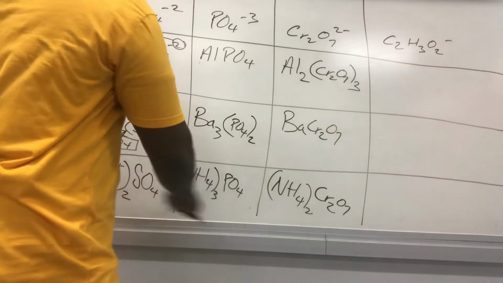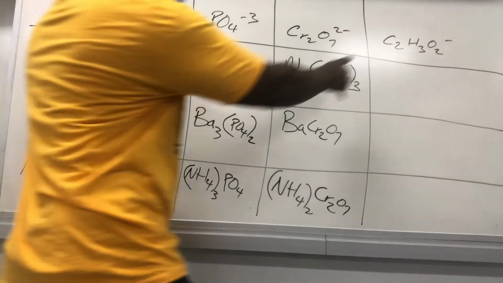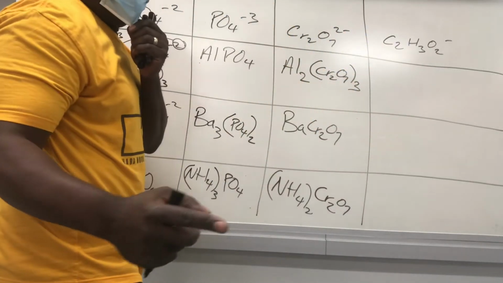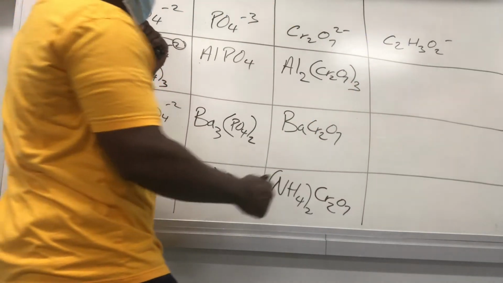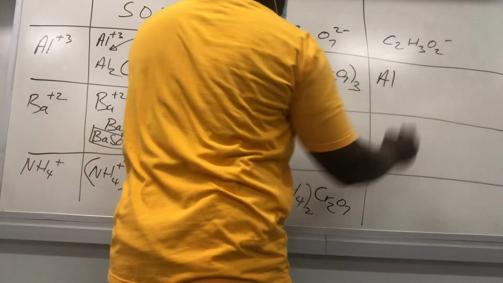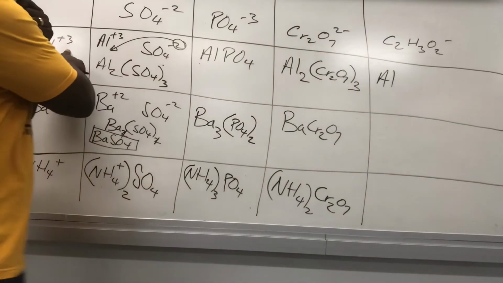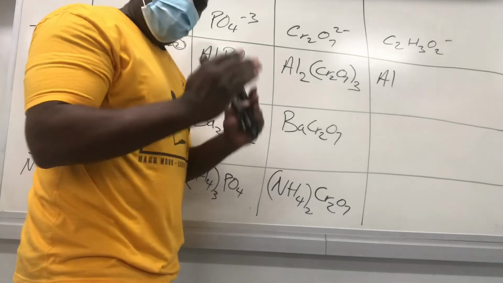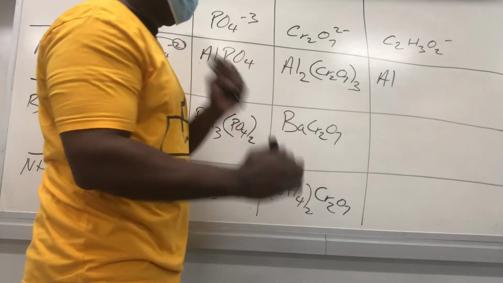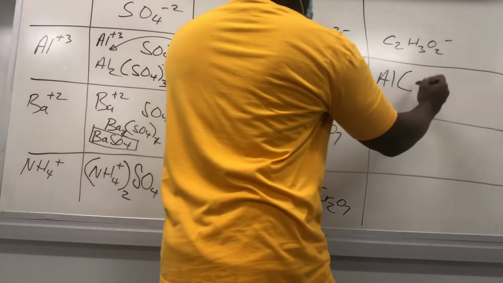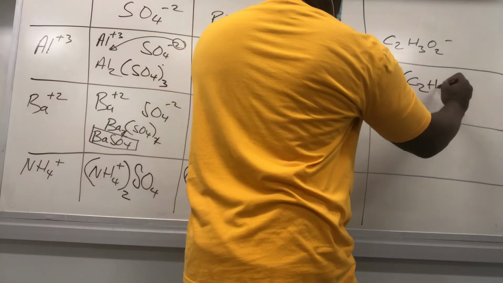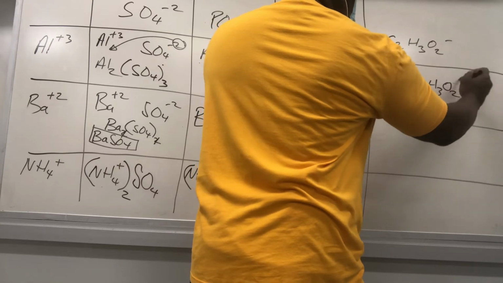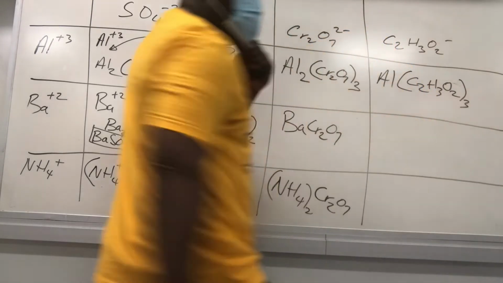Okay, so Al plus 3 and this whole acetate guy right here carries a charge of just minus 1, right? So the 1 goes to the Al, so you're going to get Al, all right? And the 3 from Al here goes to the acetate. So you must put a what? You gotta put a parentheses around the acetate. So it's going to be Al, parentheses, C2H3O2, parentheses, 3, all right?